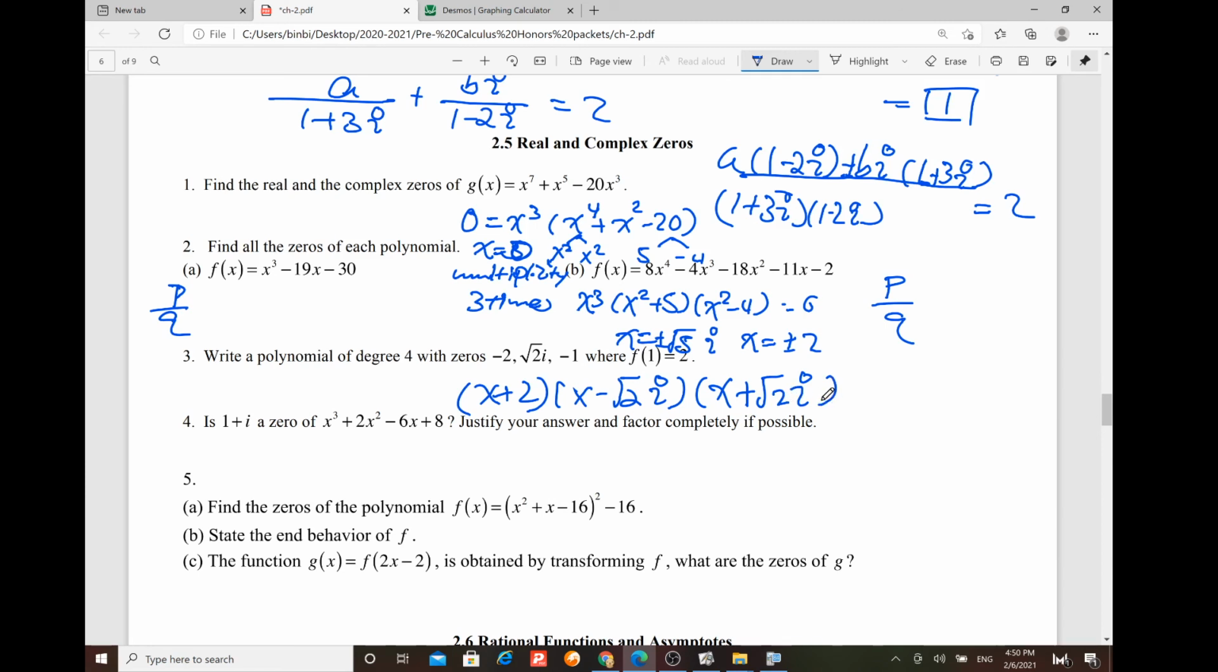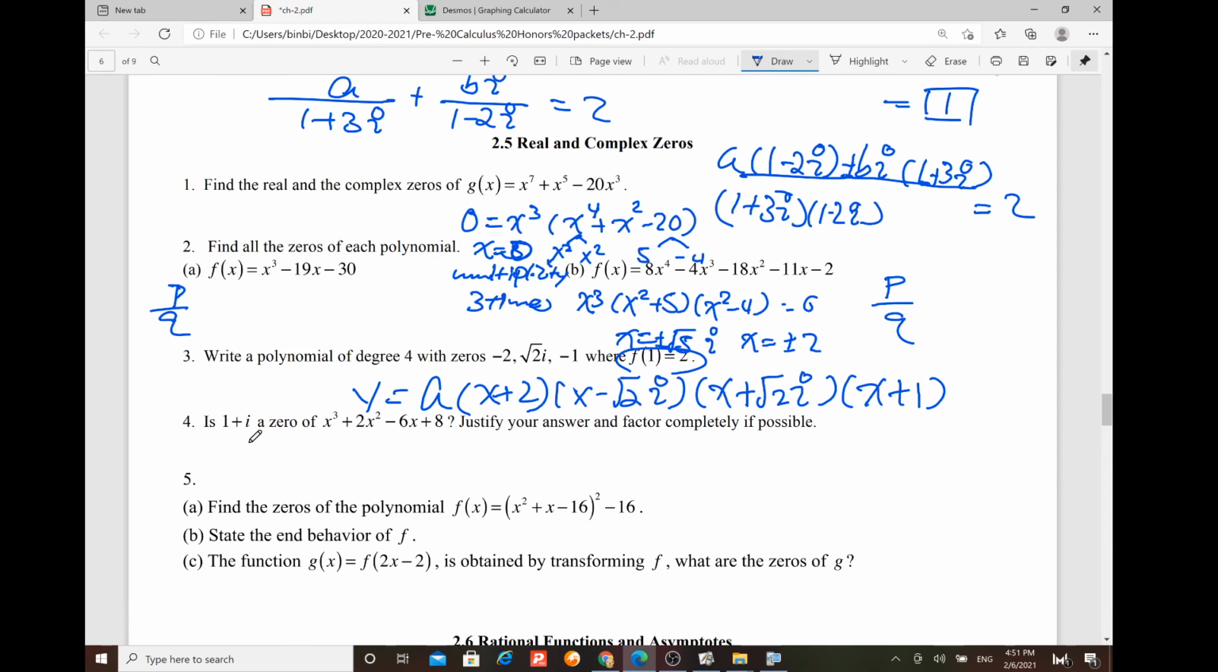The other factor, which is what? Negative root 2i. The conjugate is also part of the 0. Negative 1, so x plus 1. And then the leading coefficient, we don't know what that is, so it's a. But we do know that when x equals 1, the function is going to be 2. So once you plug in 1 for x, you can solve for a. So solve for a by plugging in x equals 1, y equals 2. Okay, so try that one.